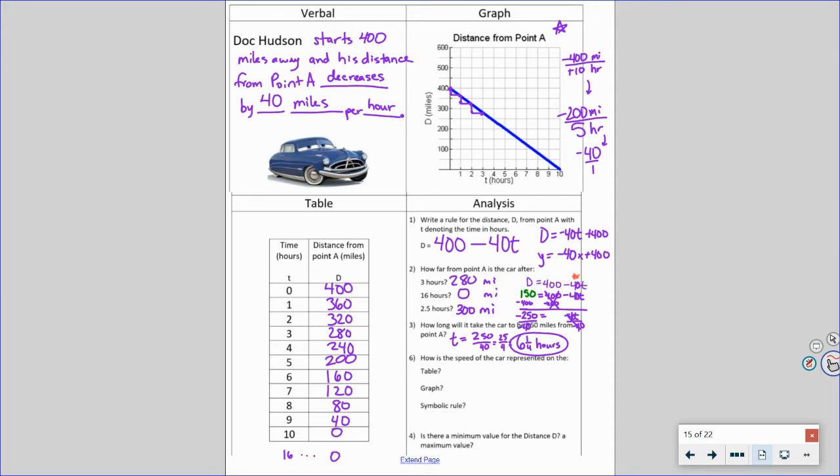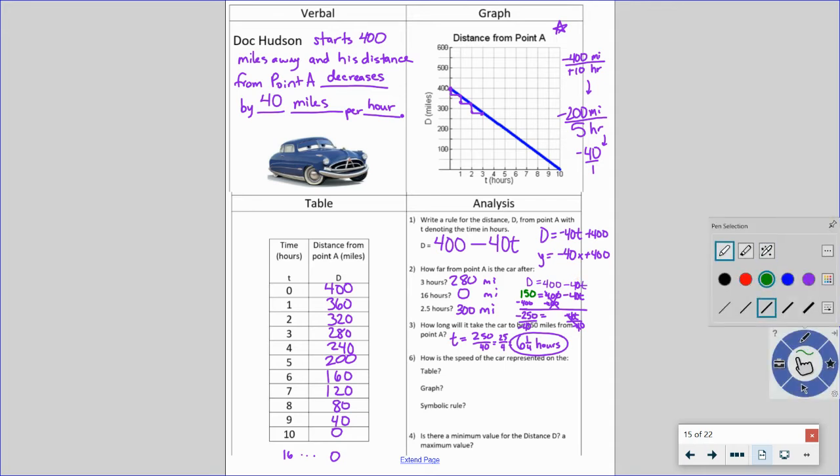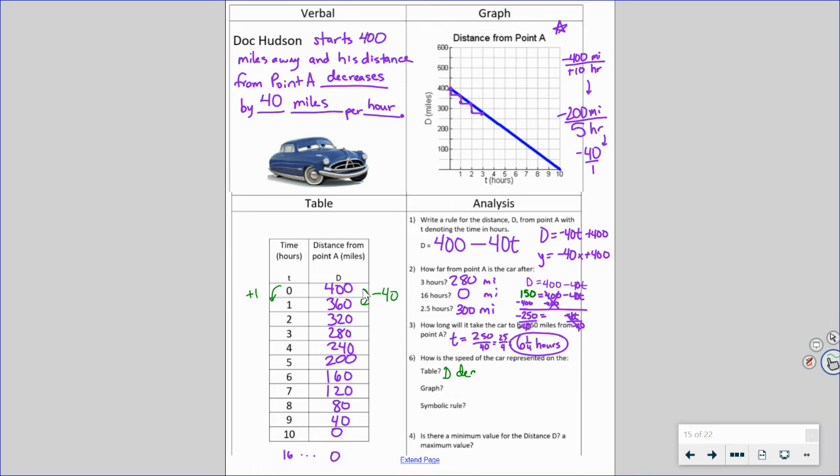All right, onward we go. How do we represent the speed on the table? At this point, you recognize this from the previous day. It goes down. So let's say D decreases 40 as T goes up, or increases, 1.